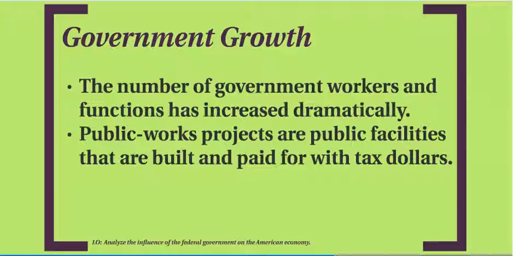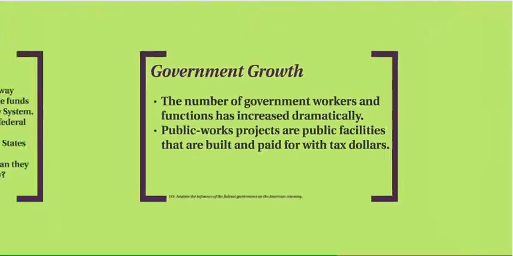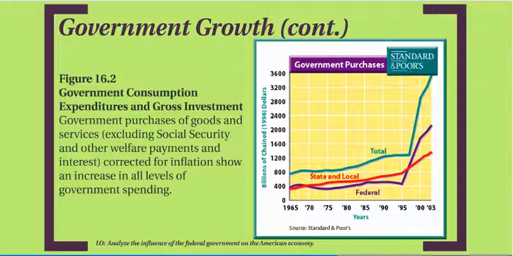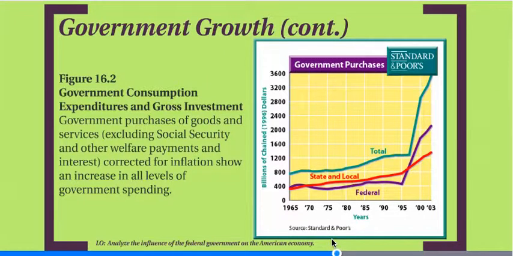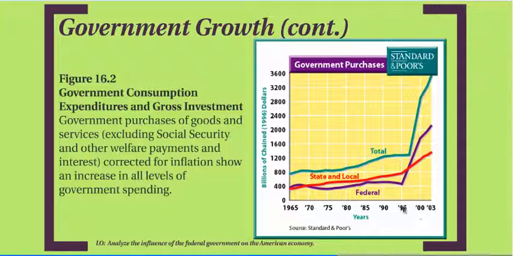Government growth. The number of government workers and functions has increased dramatically. Public works projects are public facilities that are built and paid for with tax dollars. And here you have a look at government consumption, expenditures, and gross investment over a period from 1965 up through 2003. You can see things stayed fairly level, with a slight increase, especially state and local, up until the mid to late 90s. That's where we begin to see things really spike, actually on the federal level. You can see where it really spiked, and that affects the total here.